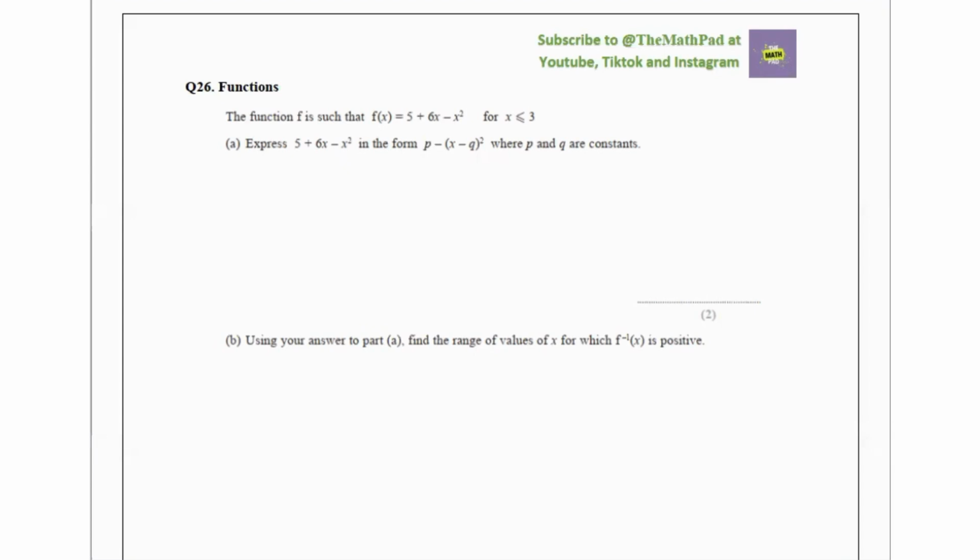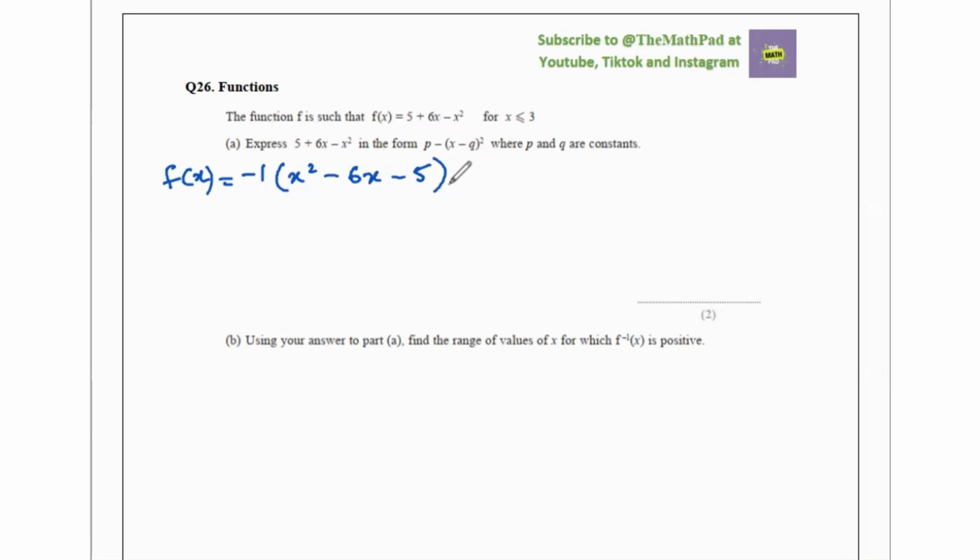Both are linked. First thing you need to know is how to find the completing square form for a quadratic equation. If you look at the equation, we have f(x) equals 5 plus 6x minus x squared. First thing you need to check: what is the coefficient of x squared? Is it 1? Is it less than 1? Or is it greater than 1? It's less than 1 because it's negative 1. So we need to make that coefficient equal to 1. To do that, we will take negative 1 common from the entire equation. When you take negative 1 common, we're left with x squared minus 6x minus 5 in the bracket.